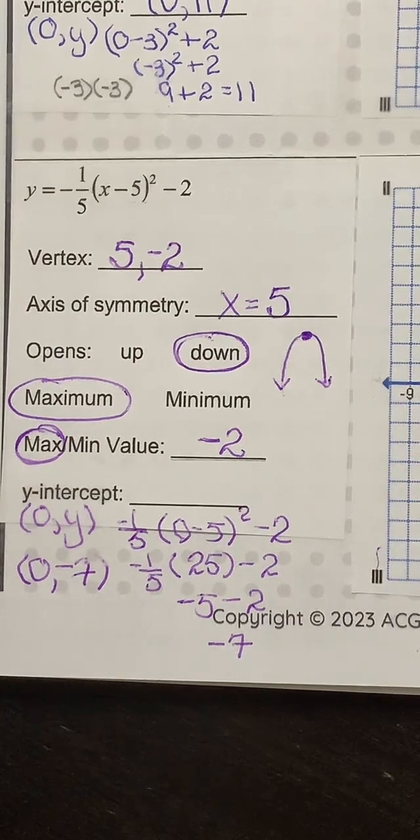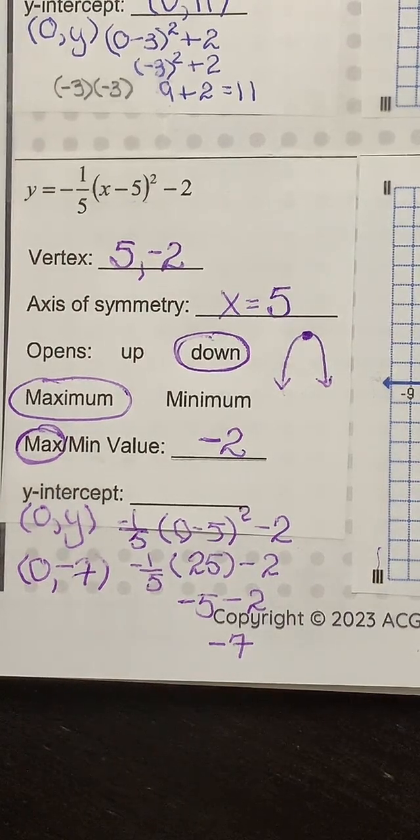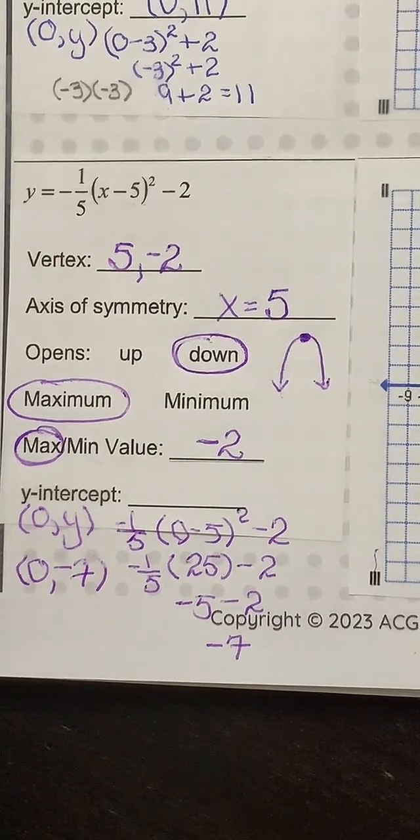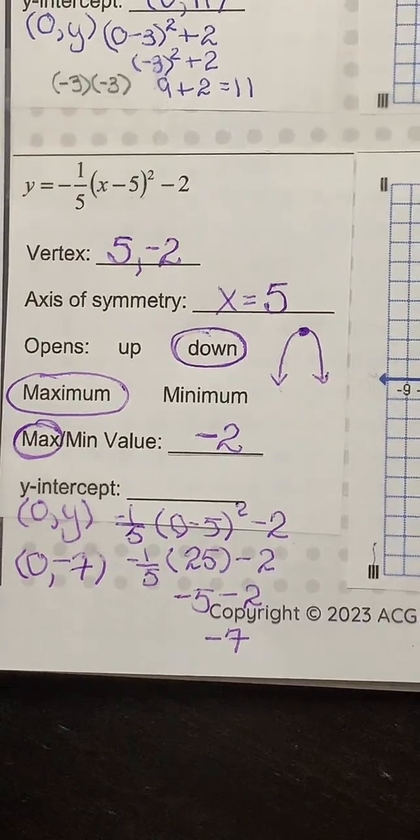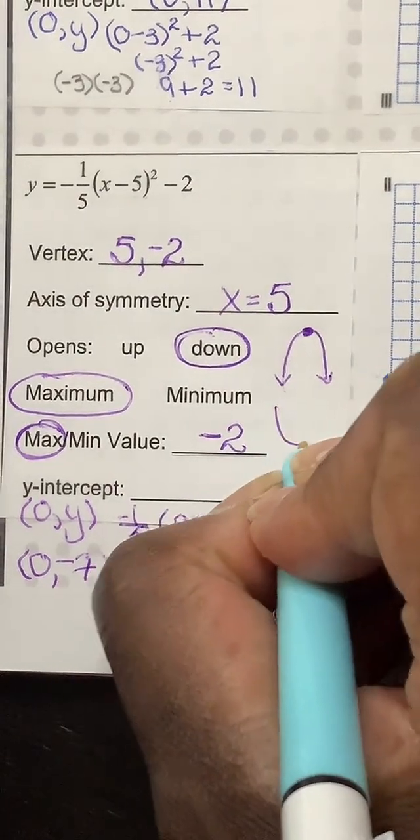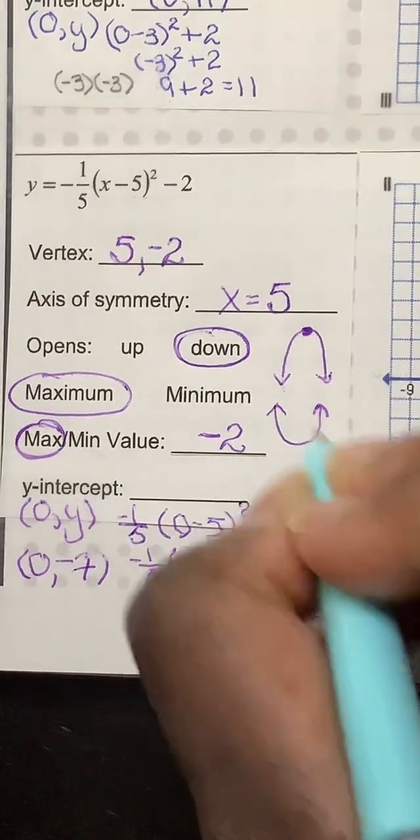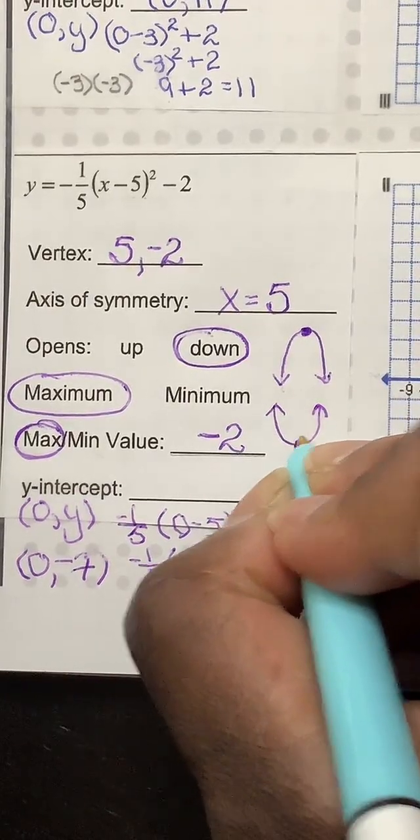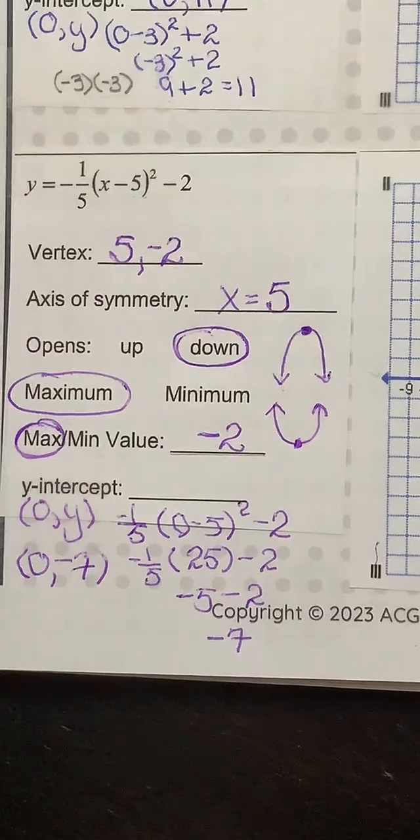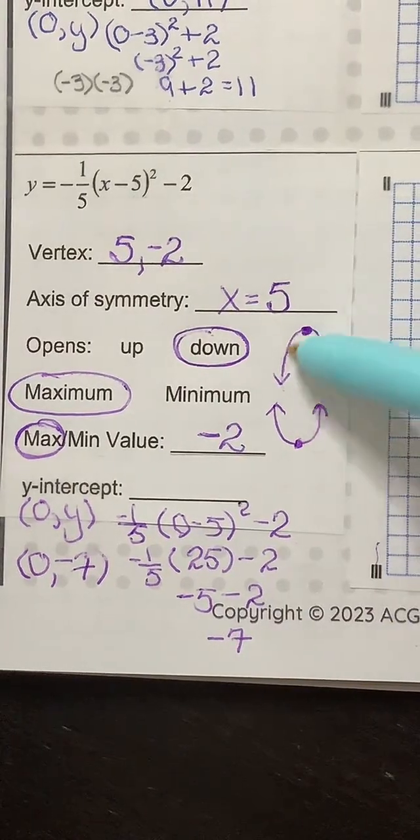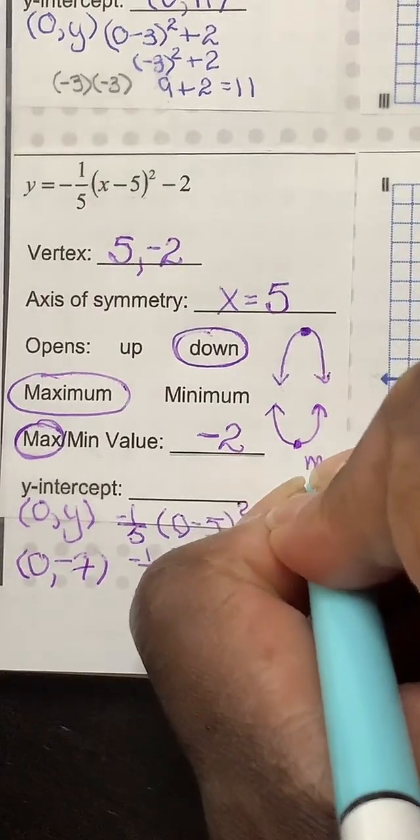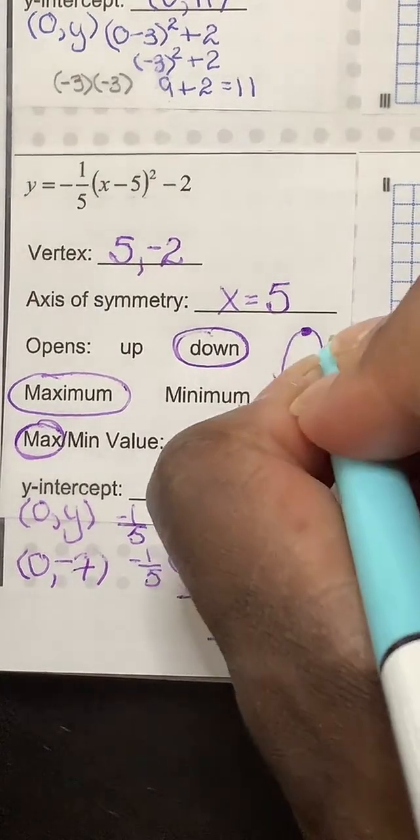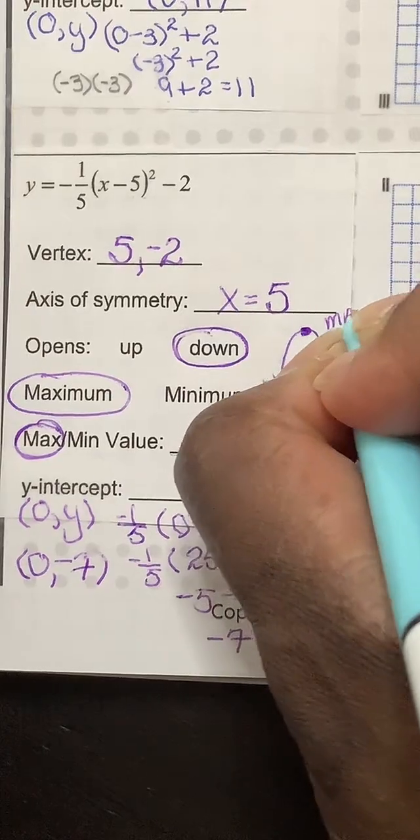There was a question: how do you know if the vertex is a minimum? If your graph is opening up, you're going to have a min. If it opens up like a cup, it's going to be the lowest point of that graph. Okay? If it opens down like a frown, it's going to be the highest point. So this is going to be a min. This is going to be a max.